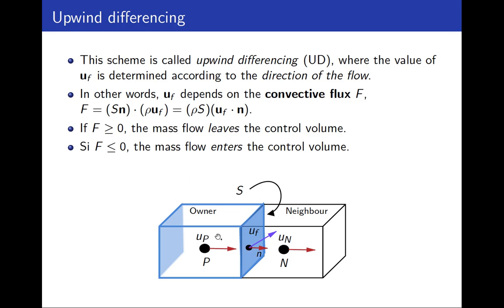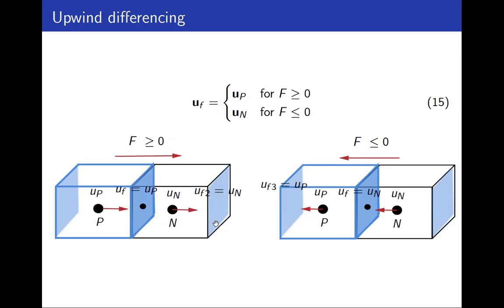So if F is positive, the direction of the flow goes from left to right. On the other hand, if F is negative, that means that the flow will enter the owner control volume. So that means that the direction of the flow goes from right to left. This is important because the Upwind differencing is expressed in equation 15. Here we have the case where F is positive.